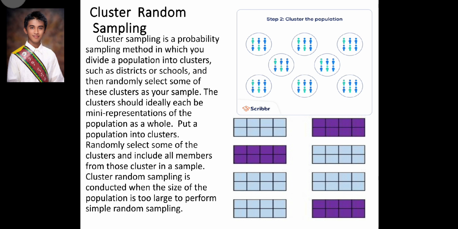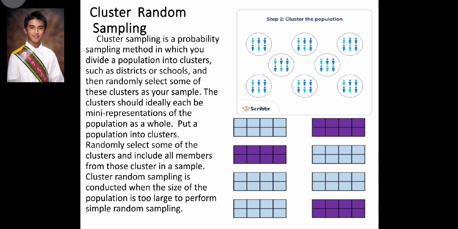Cluster random sampling. Cluster random sampling is a probability sampling method in which you divide a population into clusters, such as districts or schools, and then randomly select from the clusters as your sample. The clusters should ideally each be mini representations of the population as a whole. Put a population into clusters, randomly select from the clusters, and include all members from those clusters in a sample.